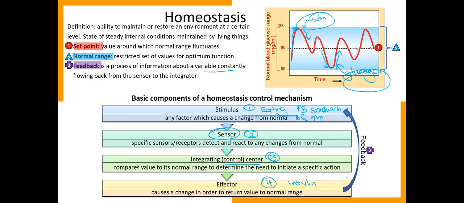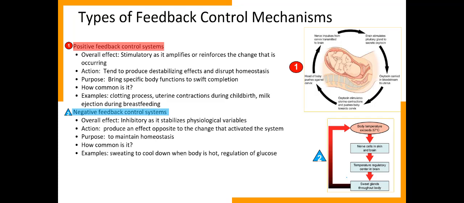So when we look at the types of feedback control mechanism that exist in the body, we see that there are two different types. The first one is a positive feedback control mechanism. An example of this is shown in the first diagram at the top: uterine contraction during childbirth. It's called positive because it stimulates. It actually speeds up the process along the same road as the change that's occurring.